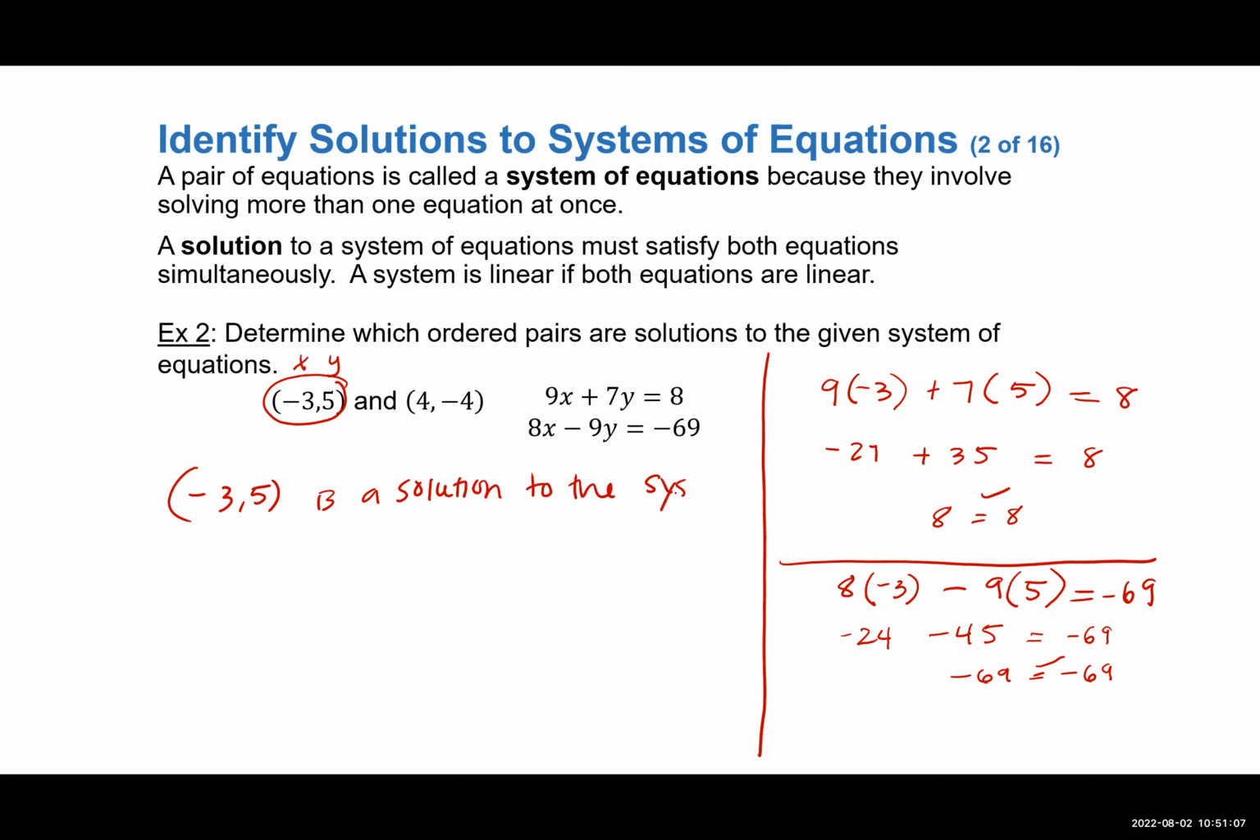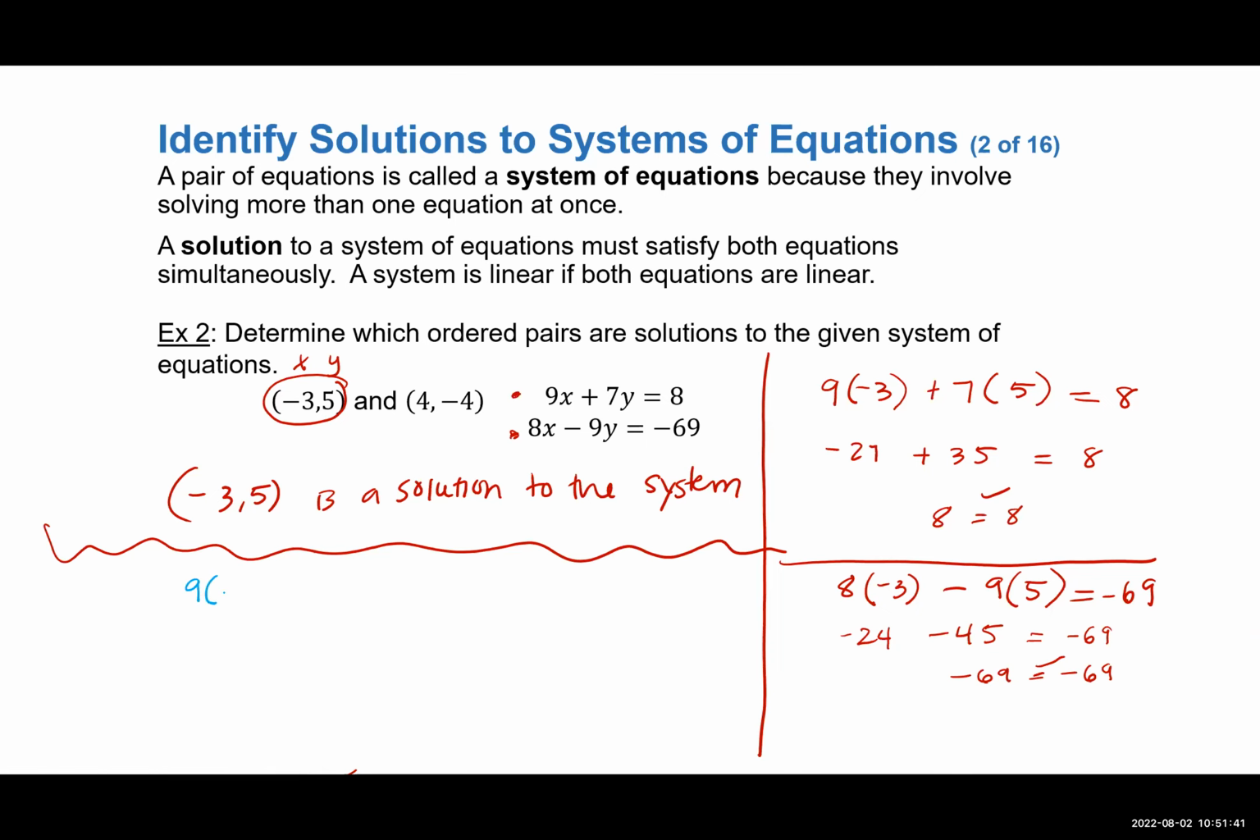So would you have to plug in, say, 4 and -4 into the top equation, or do you just choose one or the other and try to see if it's right? You're checking both of them. So I just checked the first one. Now I'm about to check the second one. Gotcha. Okay. So I checked -3, 5 in both equations. I'm about to check 4, -4 in both equations. That's the only way a solution is a solution: if it works in both equations.